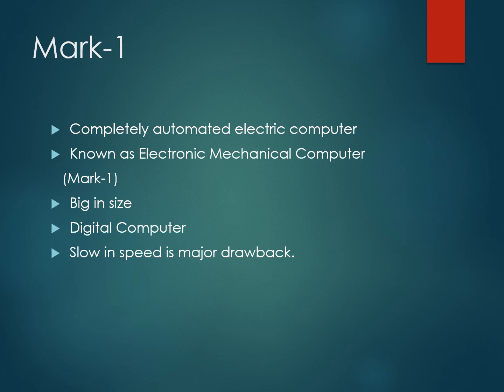In 1944, scientist Howard Aiken, with the help of IBM Corporation, for the first time developed a completely automated electric computer. It is popularly known as the Electromechanical Computer Mark I. The size of this computer was big, and for controlling it, 3000 electric switches were required. In this machine, data and programs could be stored, and for this reason it was called a digital computer. One drawback of the Mark I machine was that it was very slow in speed.